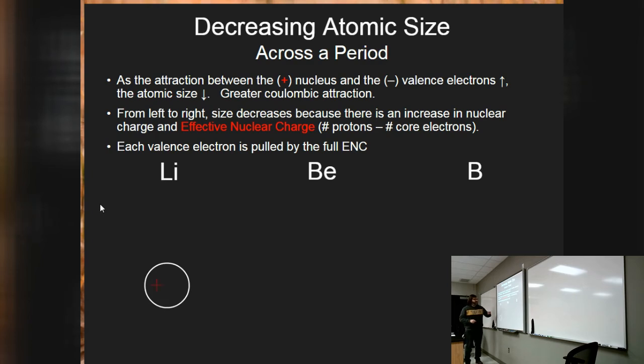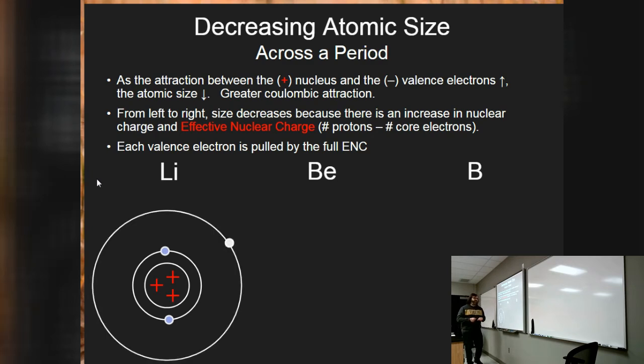So let's put this to some numbers. I'm going to take this away. Lithium's here. We have 3 protons in the nucleus of lithium. We have 2 core electrons inside, and we have 1 valence electron on the outside. So this is the Bohr model for lithium. Now, the effective nuclear charge here is 1 because I have 3 protons minus 2 core electrons, and that gives me an effective nuclear charge of 1. Not much pull from the nucleus on that 1 electron. So again, not much. It makes for a larger atom.